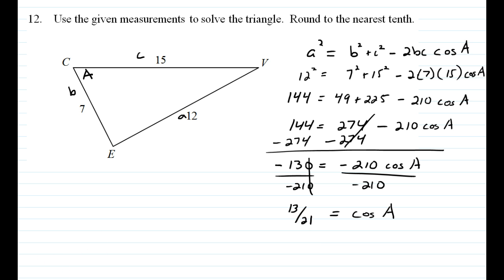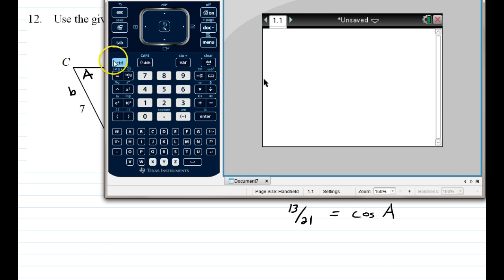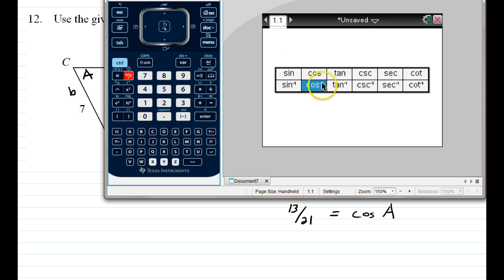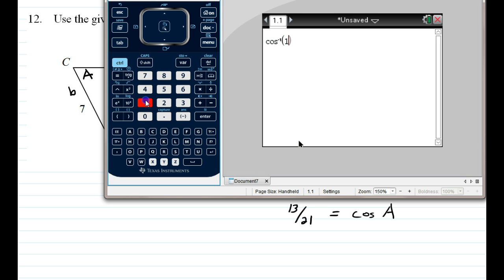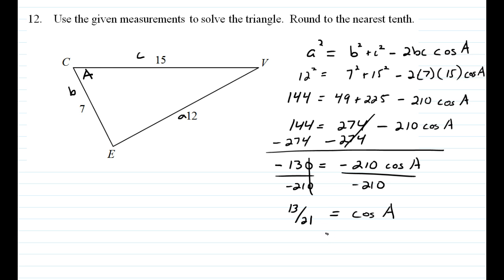So let's see what that looks like on the calculator. We want to go to our trig menu, and we want to do the inverse cosine, the cosine with the negative 1. What happened? Alright, we want to type in 13 divided by 21. And so that means that the angle measure for A is 51.8. So A is going to equal 51.8 degrees.